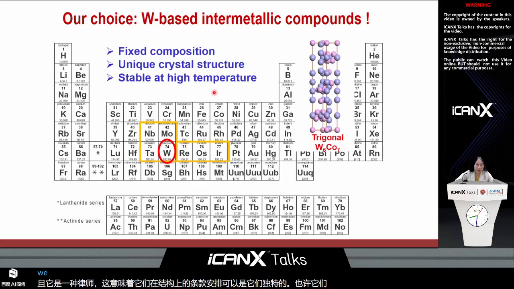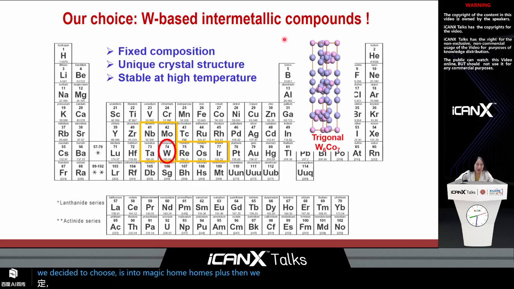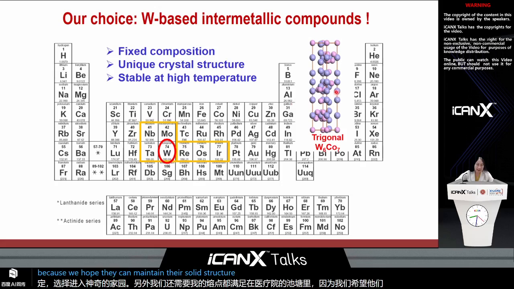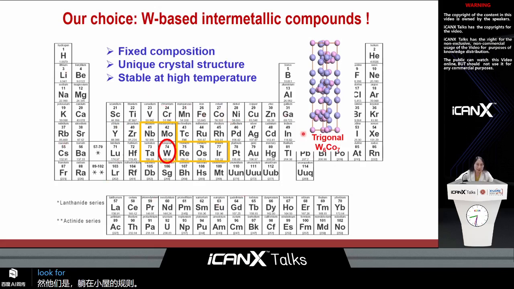So we decided to choose intermetallic compounds first. Then we also need high melting point intermetallic compounds, because we hope they can maintain their solid state structure while they are catalyzing the carbon nanotube growth. Then we began to check the periodic table.